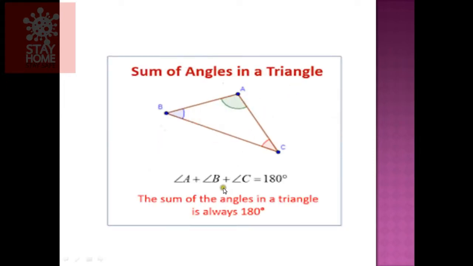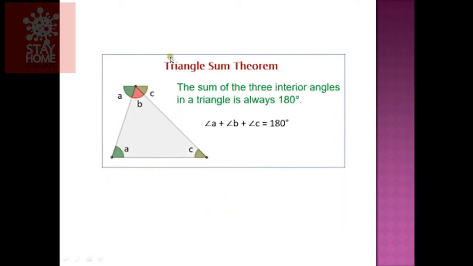Sum of angles in a triangle. The sum of interior angles is always 180 degrees, and the sum of exterior angles is always 360 degrees. This is the rule for triangles. Now the triangle sum theorem: the sum of the three interior angles is always 180 degrees. See, from here to here, these are the exterior angles. For example, if this one is 10 and this is 20, then 180 minus 10 plus 20 will be C.